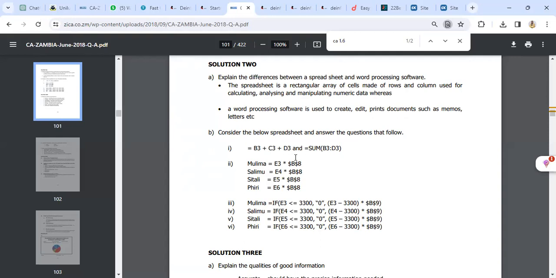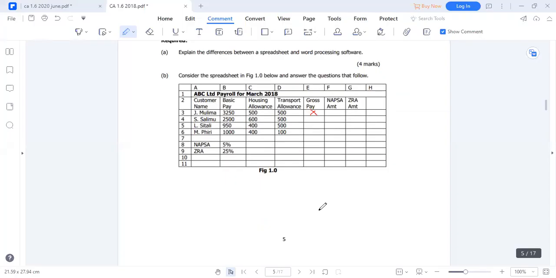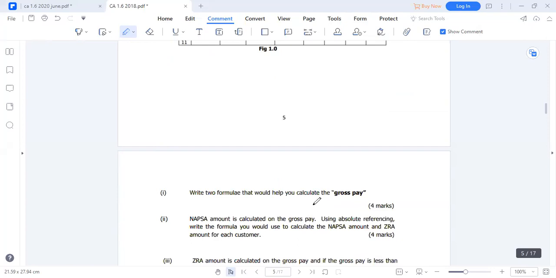Then we can get E3 and E4, you just drag it down. Okay. You get the sums there. Now, the last part that we're being asked for is to calculate in this column here. So the question here says, write the formula to get the gross pay.